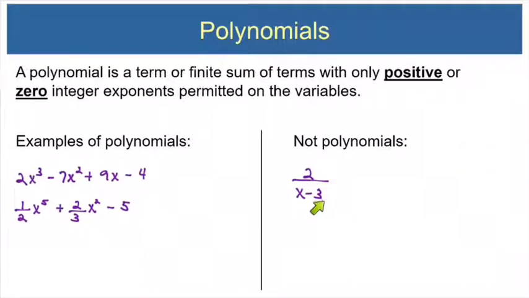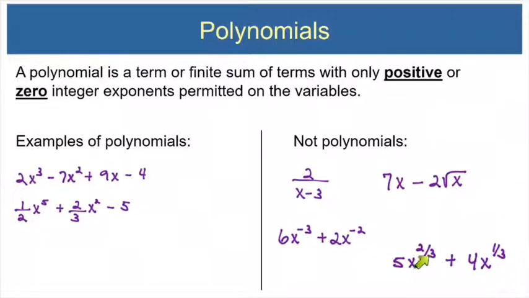2 over x minus 3 would not be considered a polynomial because it has a variable in the denominator. 7x minus 2 times the square root of x is not considered a polynomial because we can't have this radical. 6x to the negative third plus 2x to the negative second is not considered a polynomial because remember the powers on the variables have to be positive integers or they have to be zero.